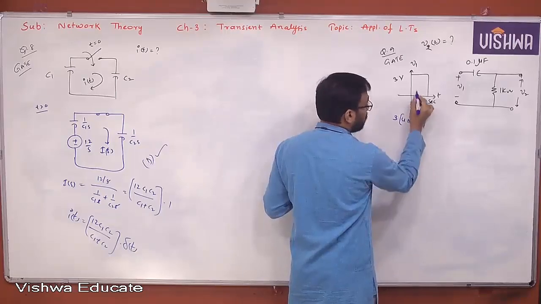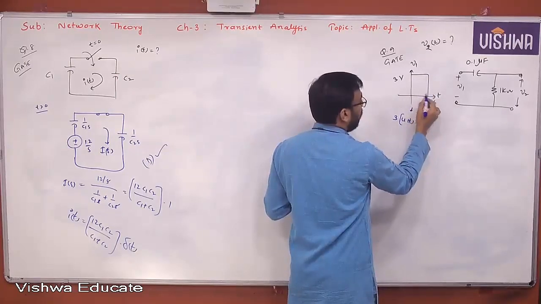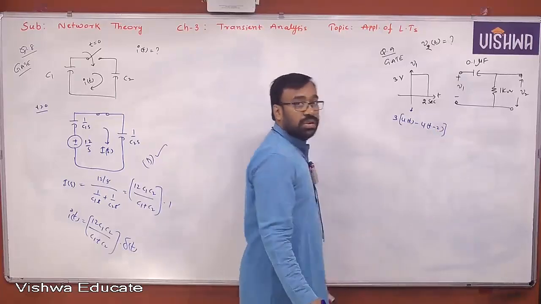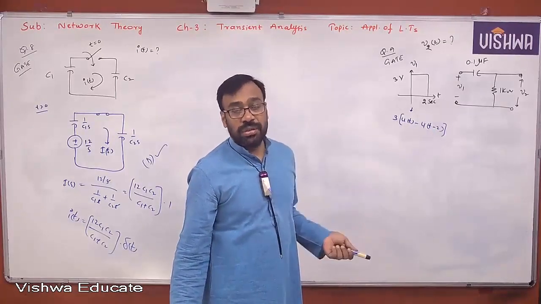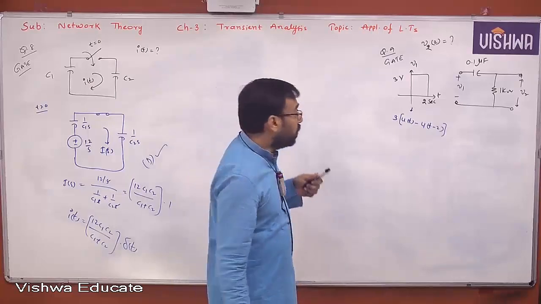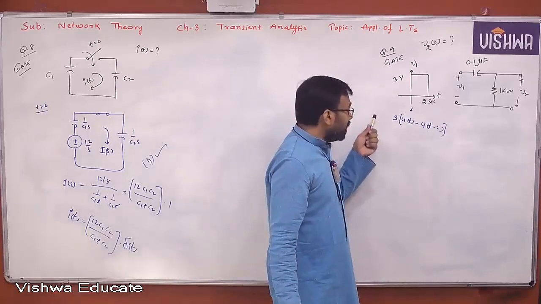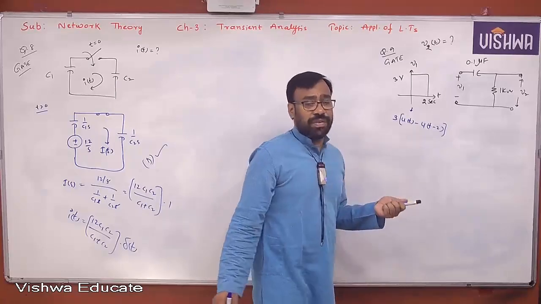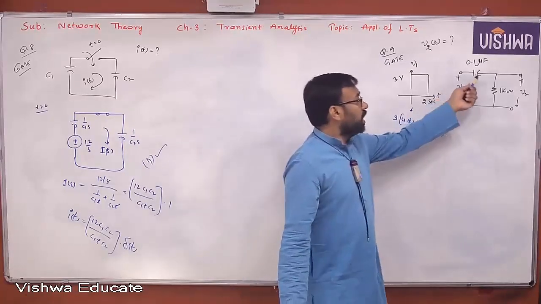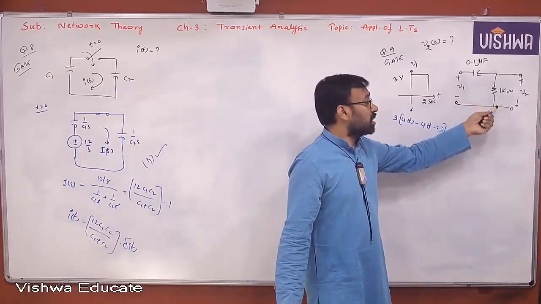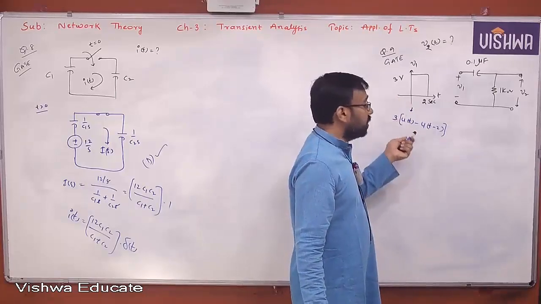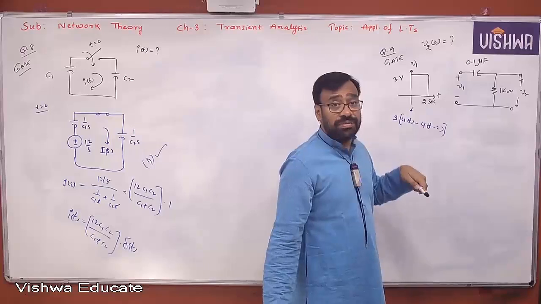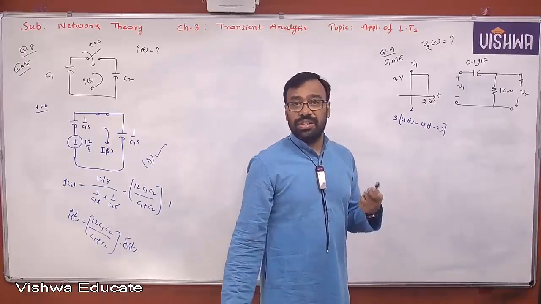Yes or no, all of you? What is this actually? u of t minus u of t minus 2. This is the step function with some shifting. Now, whenever there is a time shift, that first formula definitely doesn't work. Though it is a first order system, this input has a time shift, so though it is a step input, with a time shift that doesn't work here. You have to go for the S domain equivalent only.